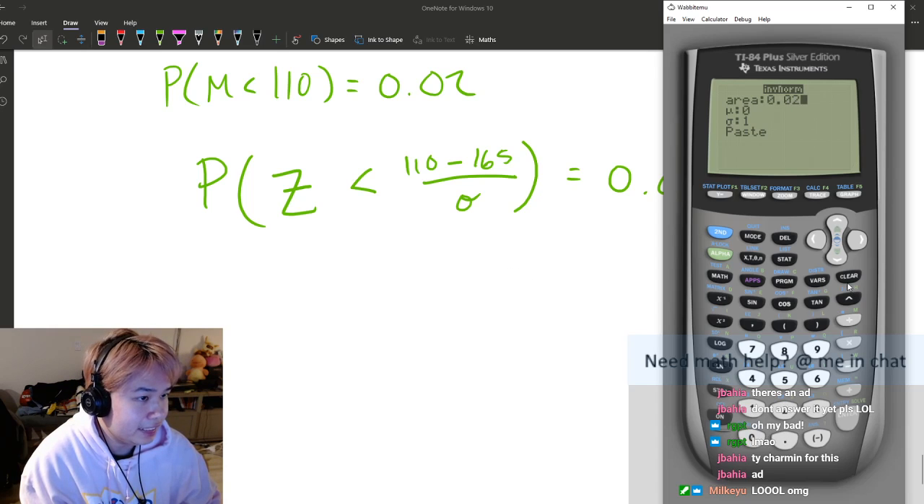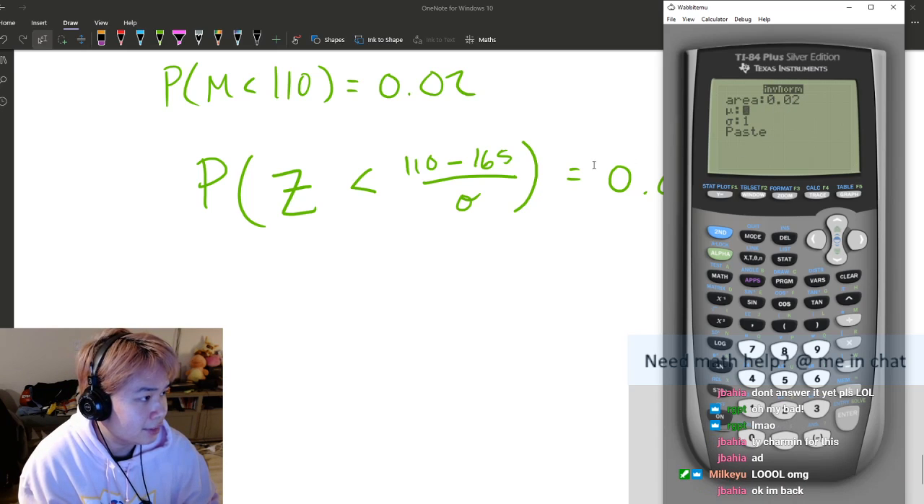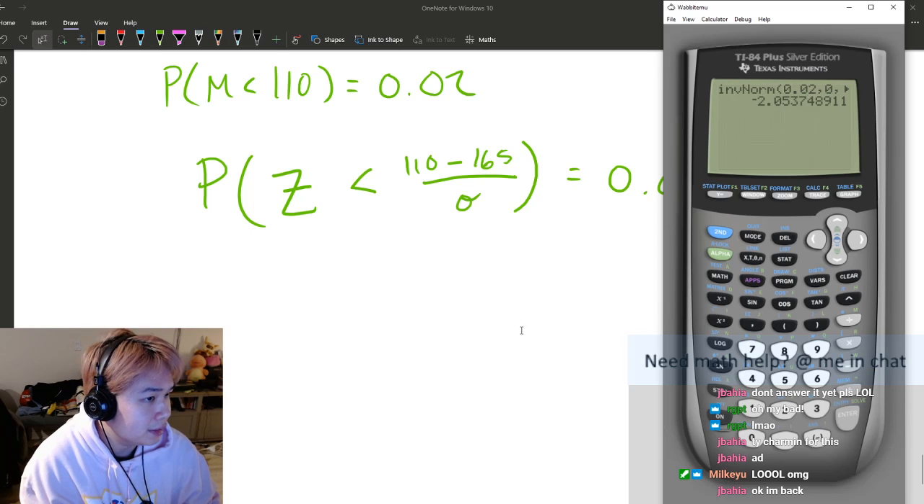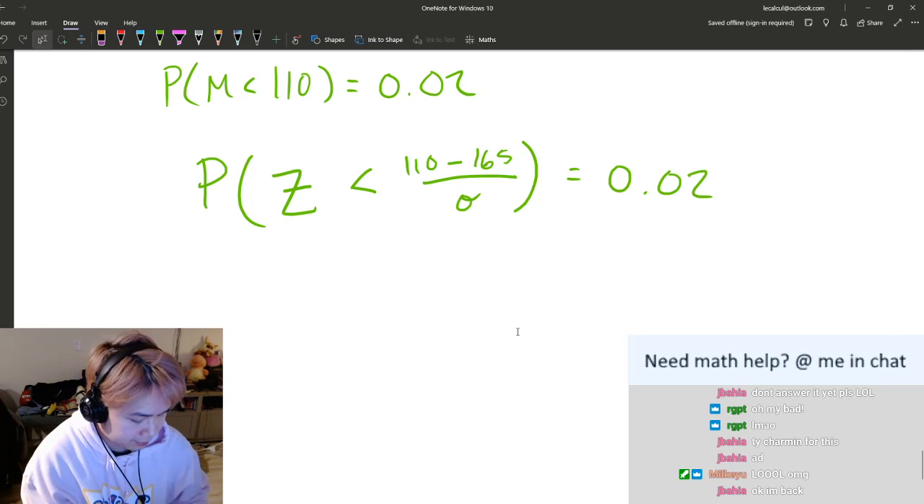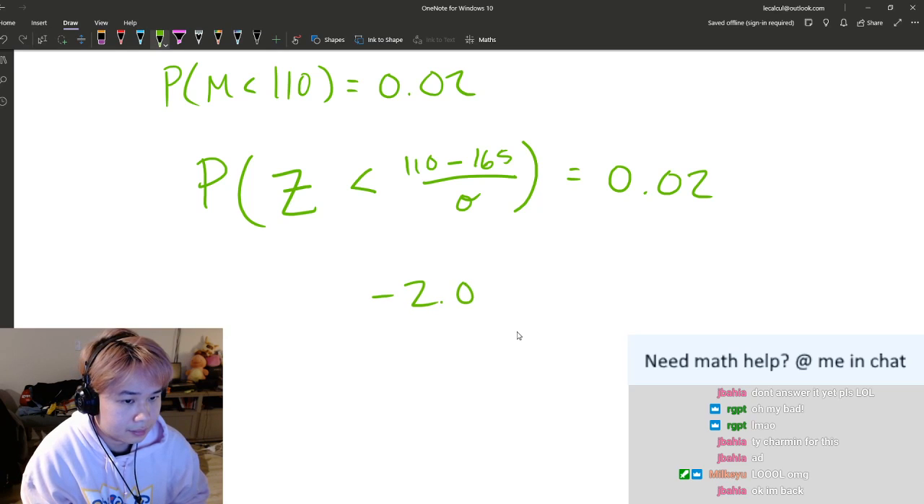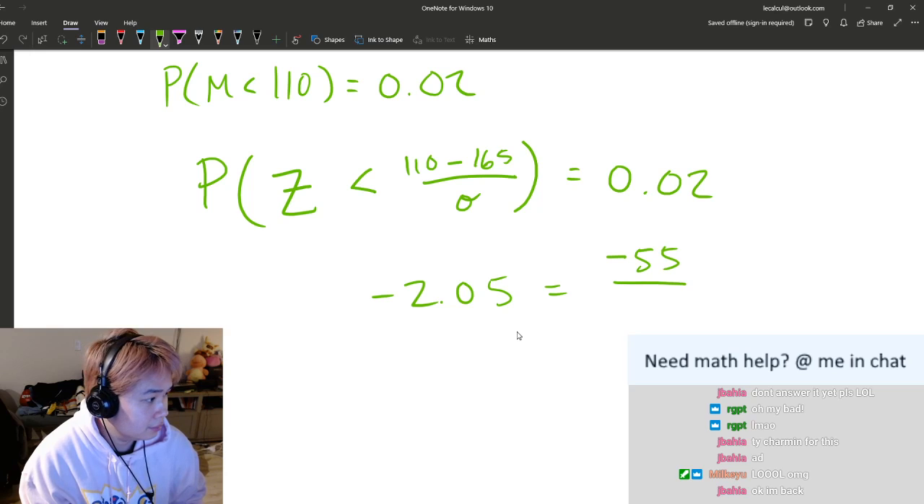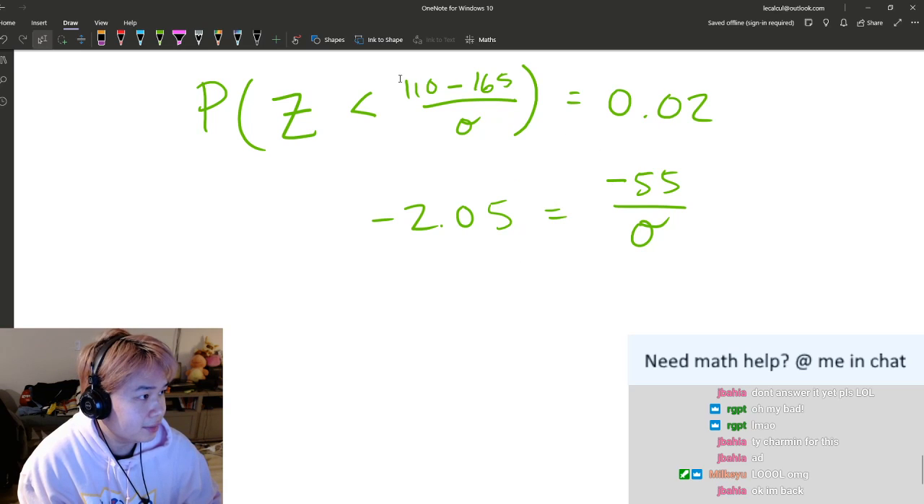Okay, so the areas of probability, and then when you do inverse normal in a TI-84 or 83, it's always an upper boundary one. And then our mean, well, it's 0 and 1, which is why we standardize this stuff. So -2.05. Okay, and then of course 100 minus 165 is -155, and then from here we can solve for the standard deviation.